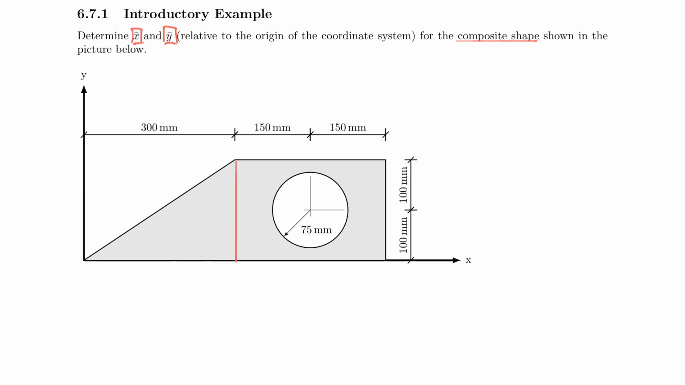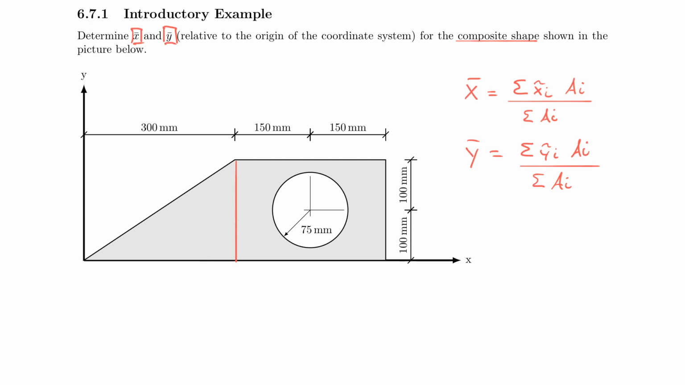So let's remember that our formula again was X bar is equal to the summation of X tilde I times AI, and the whole thing divided by the summation of AIs. And just for my reference, I also write down my Y formula because I will need that as well. And this is very similar, summation AI. So the first thing I now need to do is identify my individual shapes, my defined known shapes.